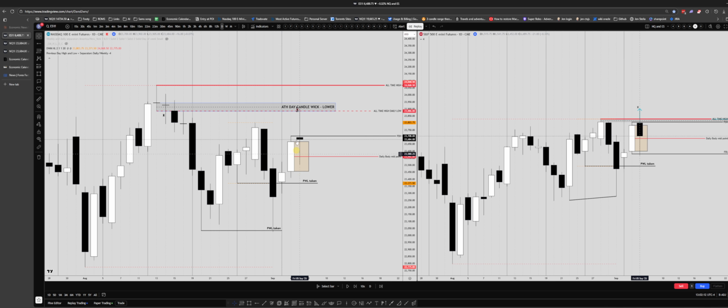So then it reversed back up, closed above there. Now we're looking for longs to take out this high and potentially that high, but most likely the all-time high for ES to be taken on NFP. So that was the plan, and this is the candle here, 5th of September.